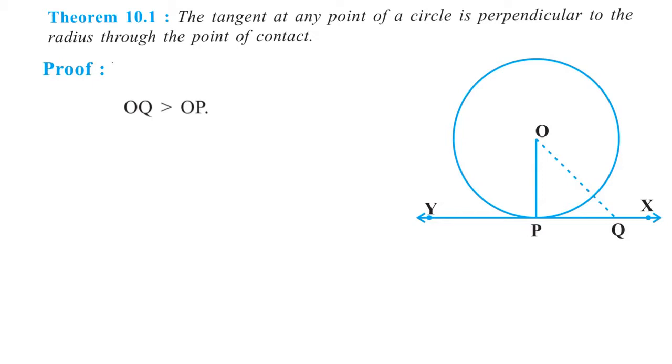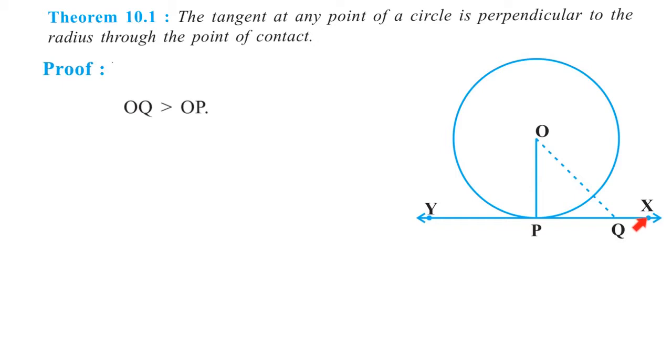Since this happens for every point on the line XY except the point P, OP is the shortest of all the distances of the point O to the points of XY. So what can we conclude from that? OP will be the shortest distance from O to any point on XY. So it shows then that OP is perpendicular to XY.